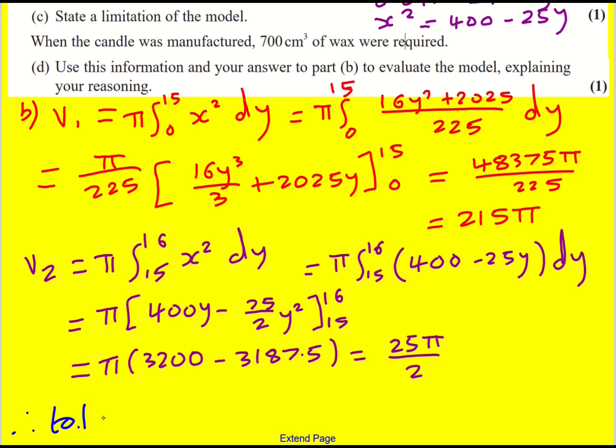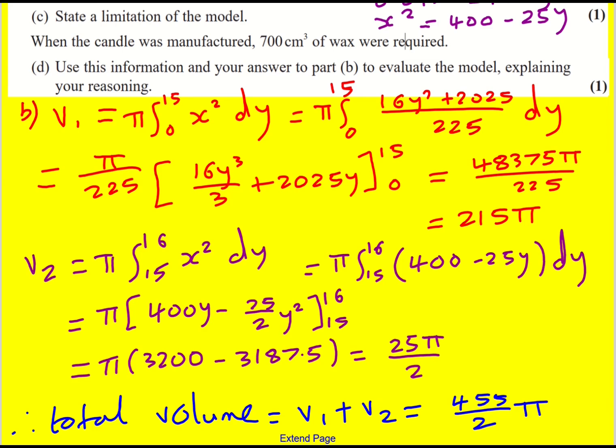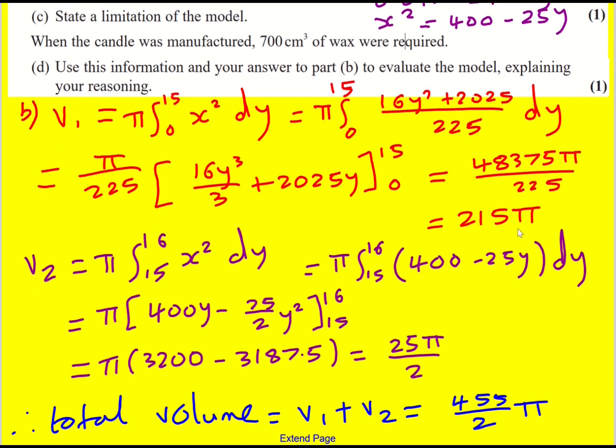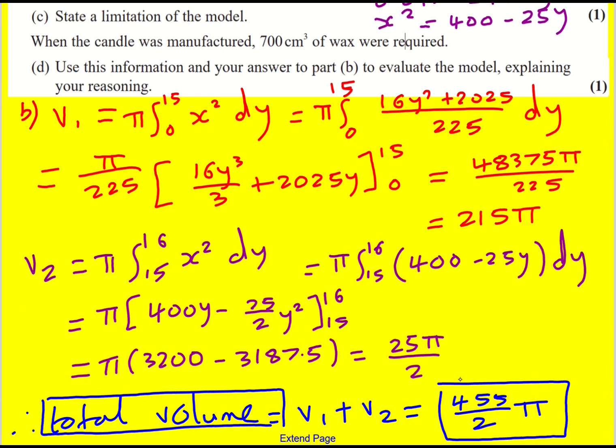And therefore the total volume is just the sum, which ends up being 455 over 2 pi. They asked us to leave it exact, so I'll just leave it in terms of pi, personally. I should also say, do work out this integral numerically as well, you'll get the same answer.